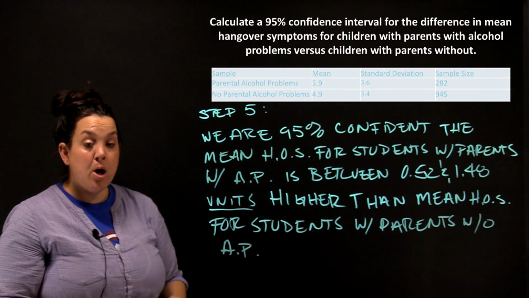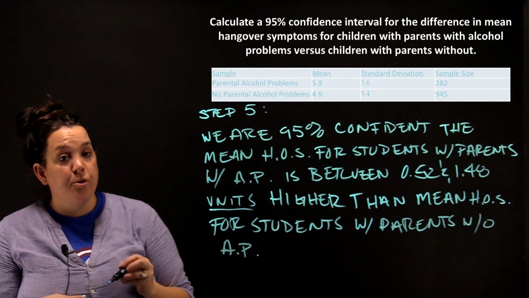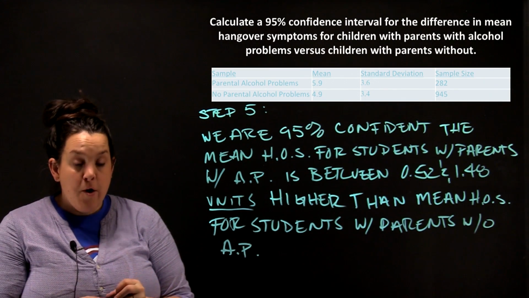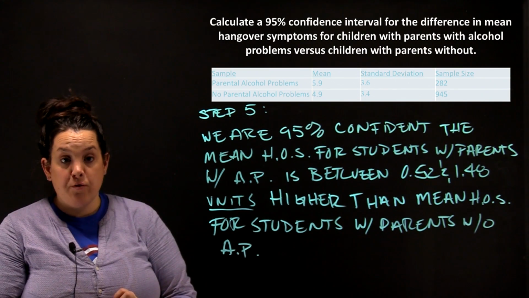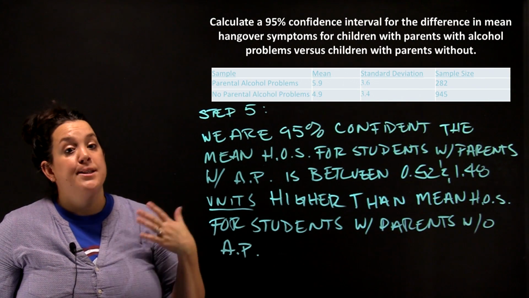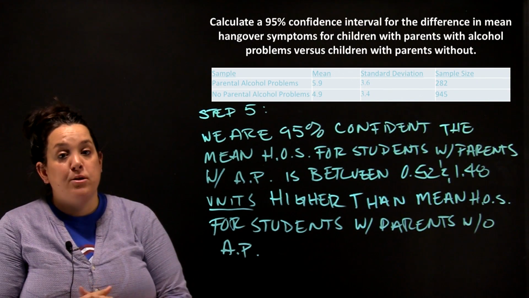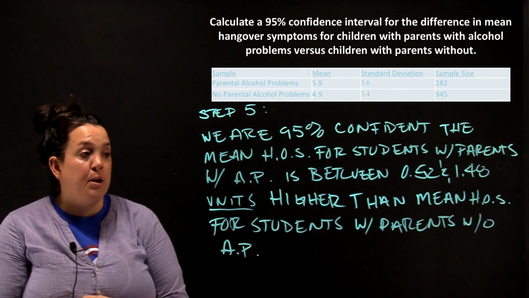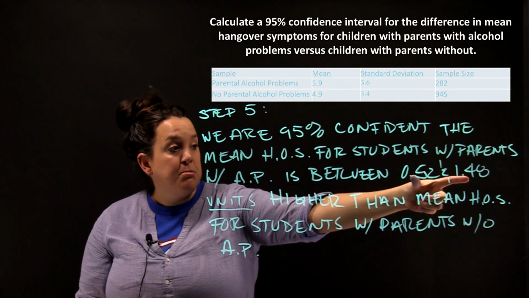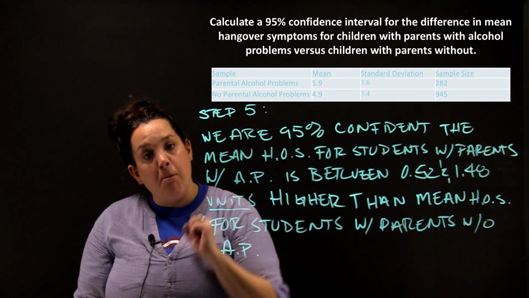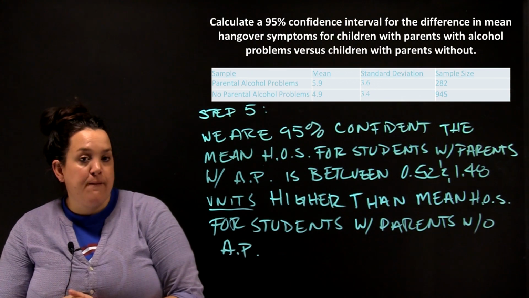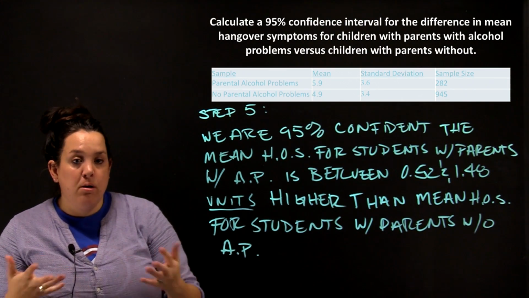So again, because you're comparing two groups and because we saw an interval that did not include 0, where 0 would indicate that there was no difference, we're going to interpret this interval and say how much difference you see. And so here we're 95% confident that mean hangover symptoms for students with parents with alcohol problems will be between 0.52 and 1.48 units higher than those without.